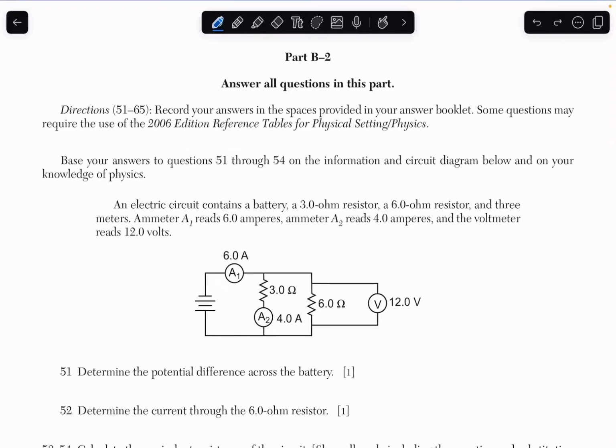Hi guys, so this is part 2 of our last video which reviewed the 2023 Physics Regents multiple choice. Today we're reviewing the short response section, so let's get started.